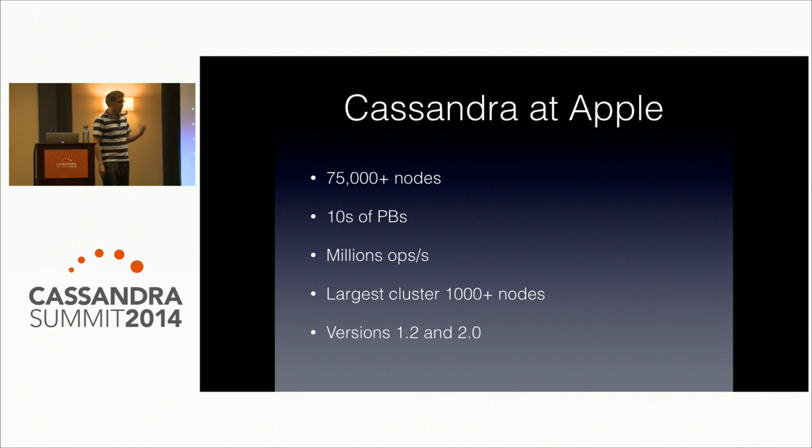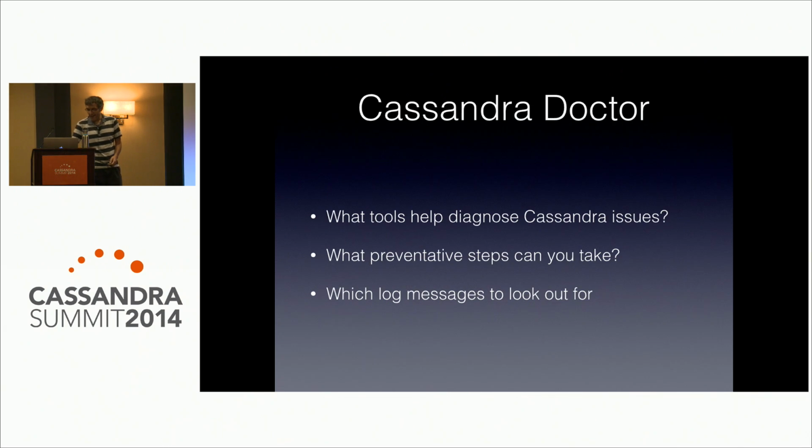We have quite a lot of data and quite a lot of nodes. We have a total of more than 75,000 instances of Cassandra running in production today. They're serving tens of petabytes of data, and they do a few million operations per second. Some of our clusters are more than 1,000 nodes strong, and we're running various mixtures of 1.2 and 2.0 for the different applications. So yeah, we're pretty serious about this.